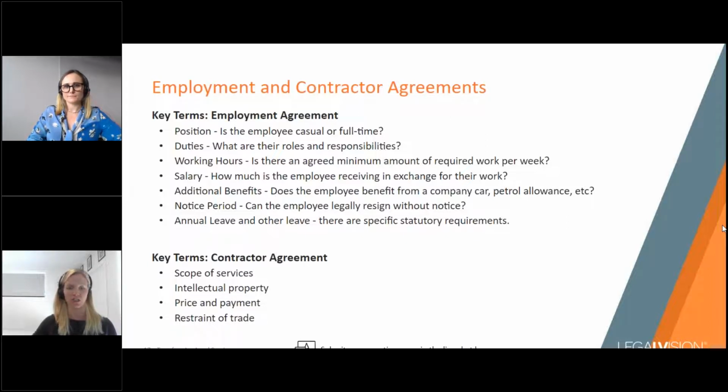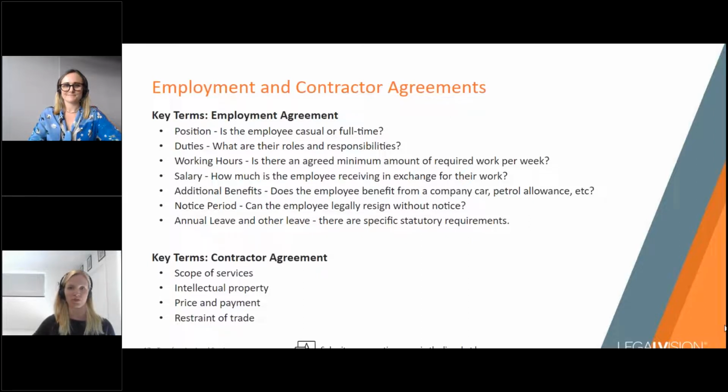This is similar to the employee's duties. It should be really specific, so there's no arguments there. Intellectual property. If they're going to be creating intellectual property in the course of their engagement with you, for example, if they're an IT contractor, who's going to own that intellectual property? It's really important you set that out. Ideally, it will be you, but I have seen agreements which say differently.